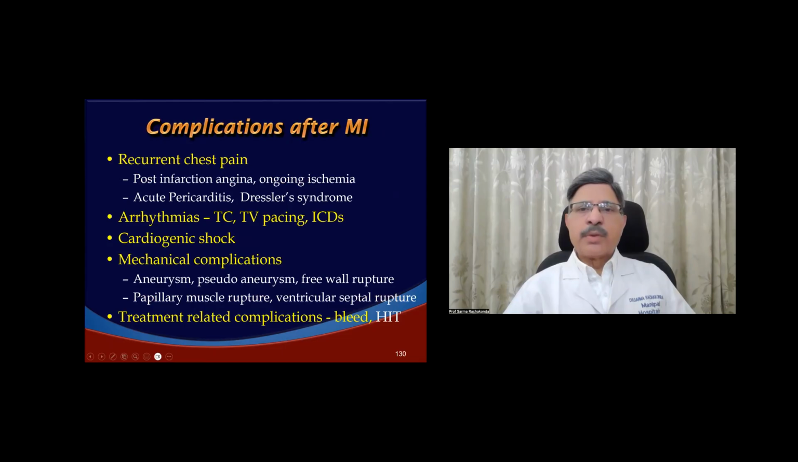Now, complications after MI. Recurrent chest pain, post-infarction angina, ongoing ischemia, acute pericarditis, Dressler's syndrome, arrhythmias, where transcutaneous and transvenous pacing and ICDs we have to use; the arrhythmia should be tackled in this patient. And then cardiogenic shock, mechanical complications like aneurysm, pseudoaneurysms, free wall rupture, papillary muscle rupture, ventricular septal rupture. Treatment related to the complications: beware of the bleed and heparin-induced thrombocytopenia.